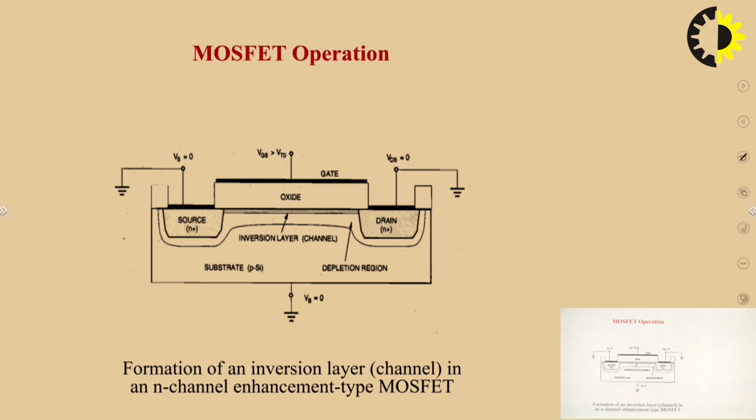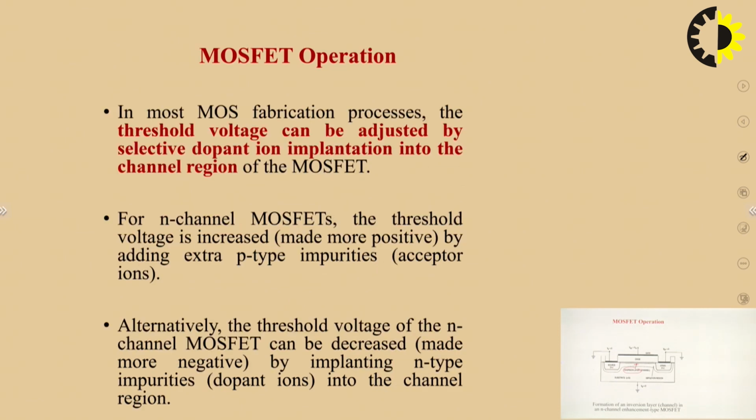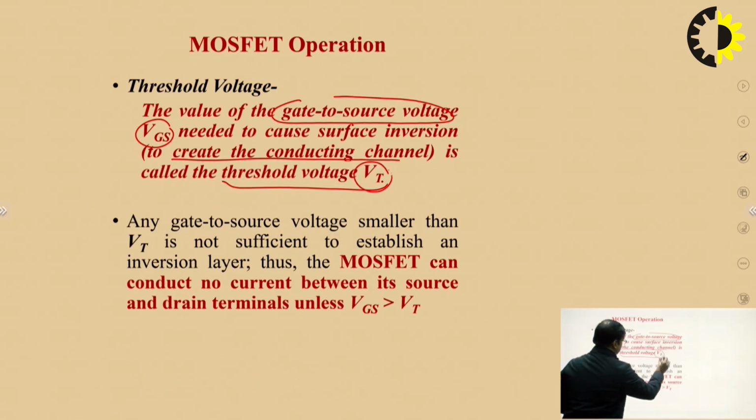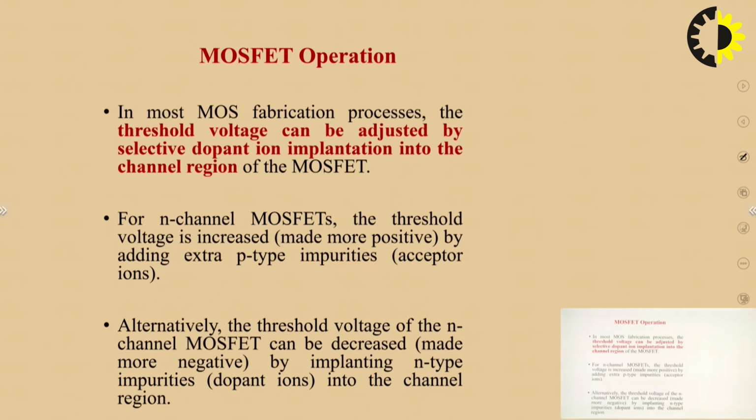Now, graphically it is shown here that there is an inversion layer, and through this inversion layer current can flow. Now, the value of this threshold voltage VT that we are talking about can be adjusted by selective doping.